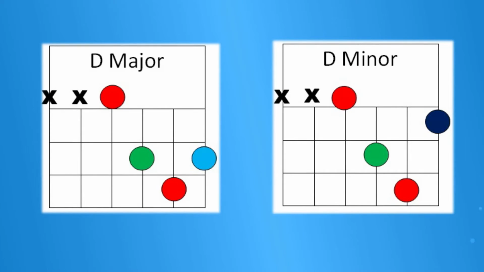There's only one pitch that changes to make that difference, and that's the 3rd. In a major chord, it's called a major 3rd, shown as a light blue on these charts. In a minor chord, it's a minor 3rd, which is dark blue. Comparing these 2 charts, you'll see that these notes are in fact only 1 fret apart.